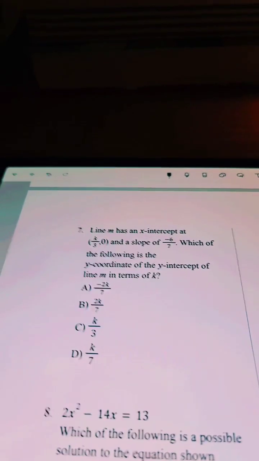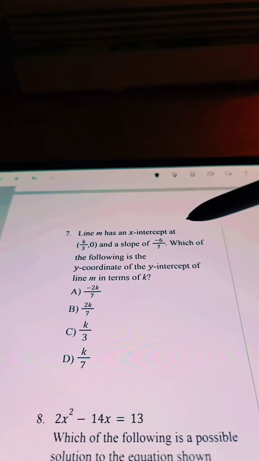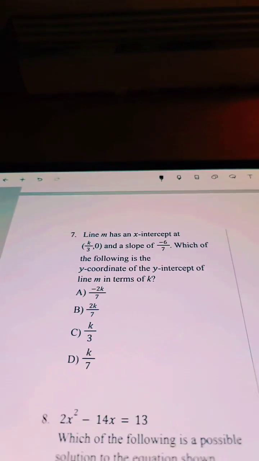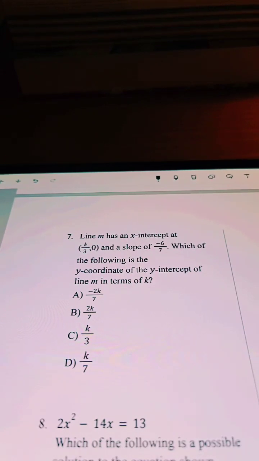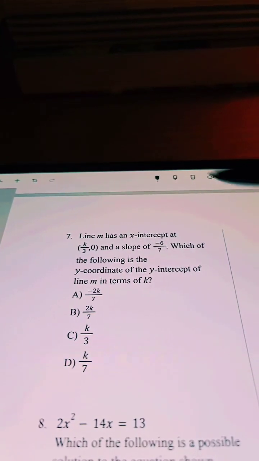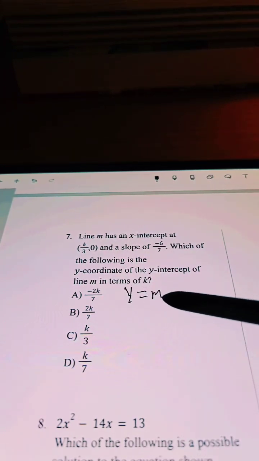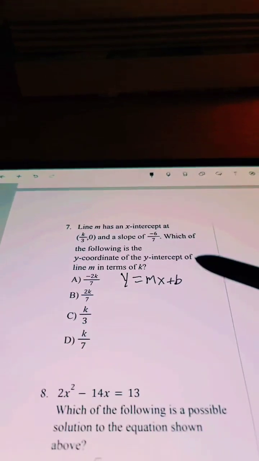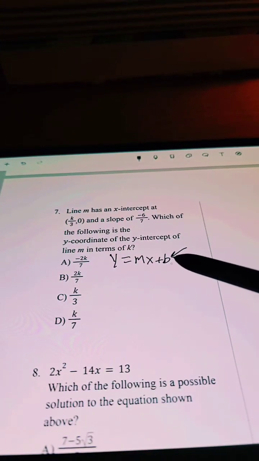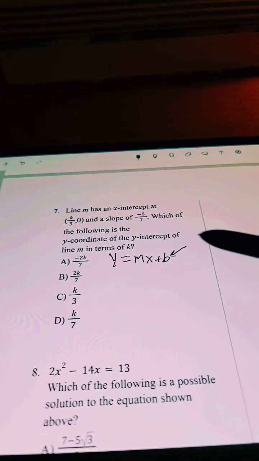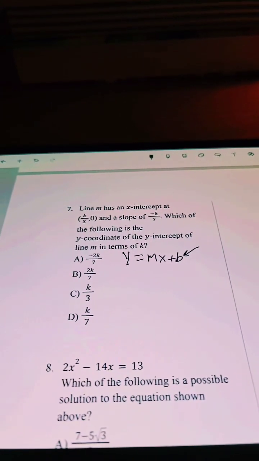Okay, so now let's go to number 7. Line M has an x-intercept at k over 3 comma 0 and a slope of negative 6/7. Which of the following is the y-coordinate of the y-intercept of line M in terms of k? Okay, so basically they want to know what is y specifically for the y-intercept. So remember, it's a line. So for any line, we can use this formula that we're used to. And then this is going to be what they're basically asking for. That's the y-coordinate of the y-intercept, or you could just think y-intercept.